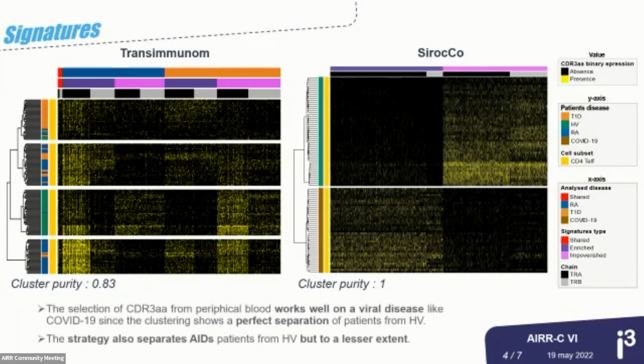This selection of CDR3 amino acid from peripheral blood works well on a viral disease like COVID-19, since the clustering shows a perfect separation of patients from healthy volunteers. The strategy also separates autoimmune disease patients from healthy volunteers, but to a lesser extent.